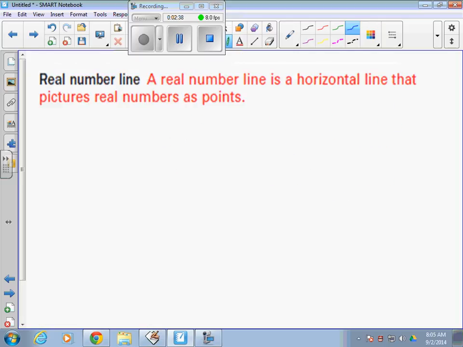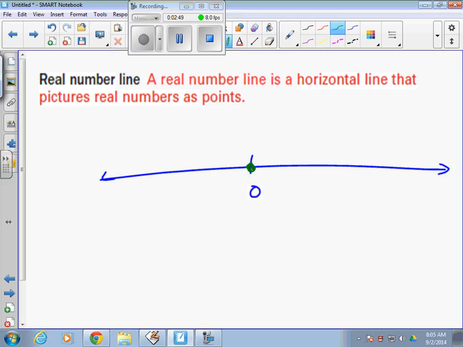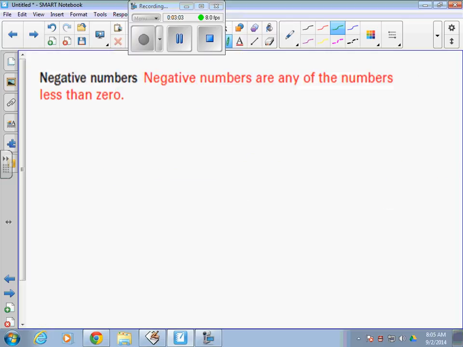Okay. A real number line looks like this. Everybody, horizontal line, and it pictures real numbers as points. What that means is if 0 is right here, this is a representation of the number 0. This is a representation of the number 133 right here, that point. Because there's an infinite amount of space in there, it doesn't talk about how small or how big it is. 133, it's a representation.